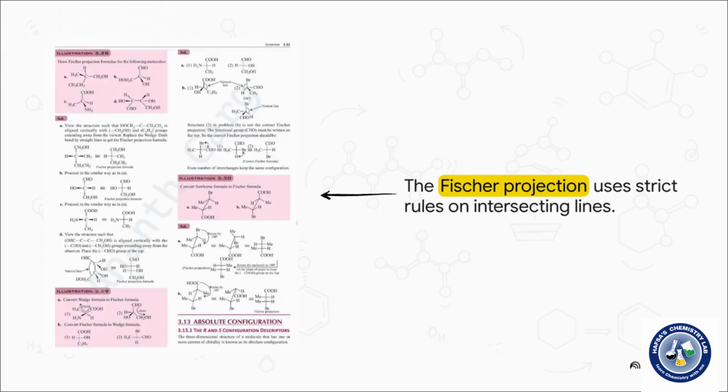And then we have the Fischer projection. Now this one looks like a very simple cross or a grid, but don't let that fool you. There is a strict 3D rule embedded right into these intersecting lines. The rule is elegantly simple. Horizontal lines represent bonds that are physically coming out of the paper to hug you. Vertical lines represent bonds that are fading away from you, retreating back into the distance. It is an incredibly quick, efficient shorthand for drawing highly complex, multi-centered 3D molecules without sketching a tangled mess.